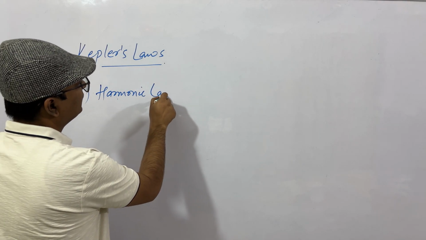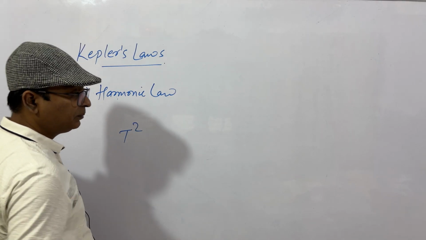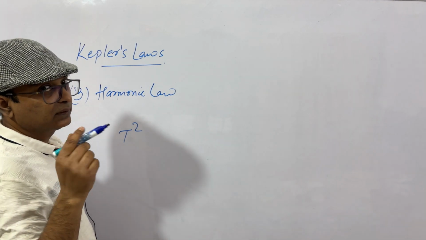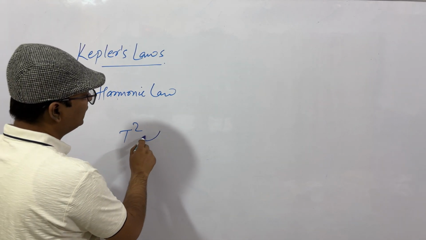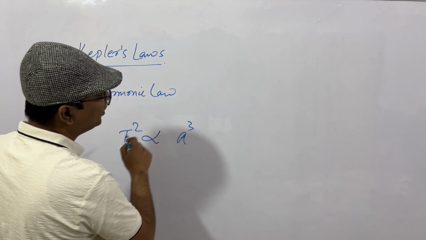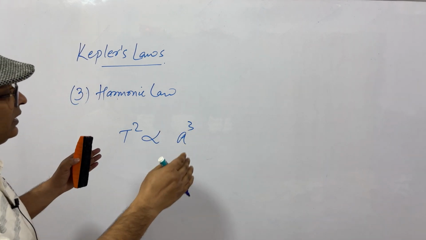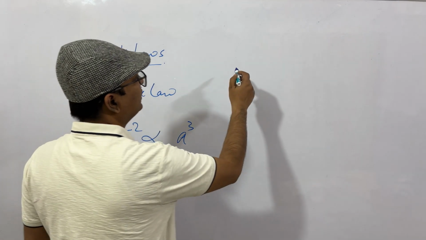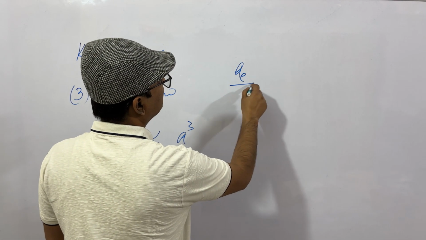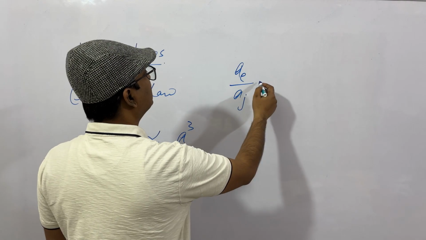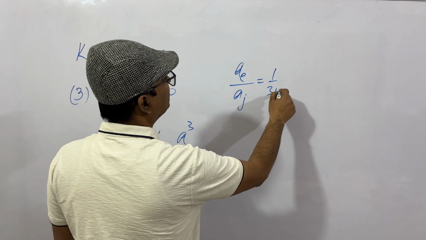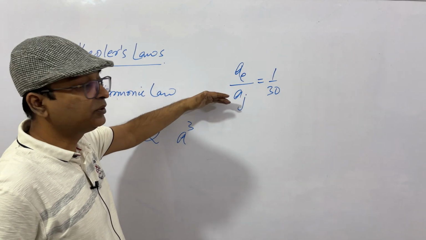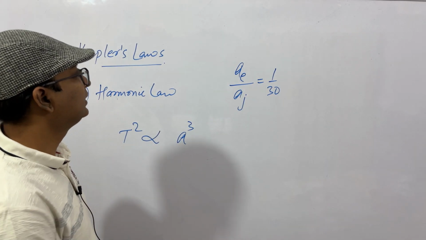It says that the square of the time period, what is the time period? Earth revolves around the sun in 365.3 days. That is the time period. So the square of this is proportional to the cube of the semi-major axis. So if, let's say, this is Earth and this is Jupiter, and the ratio of the semi-major axes is, let's say, 1 by 30, and we know the time period for Earth.